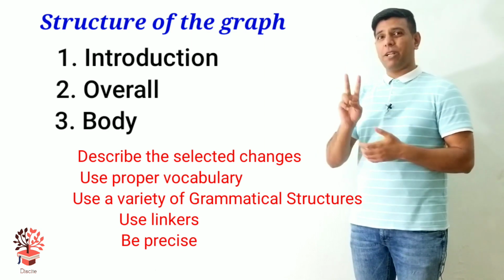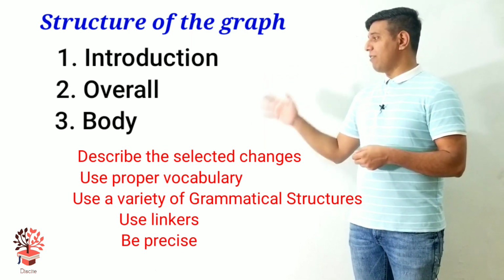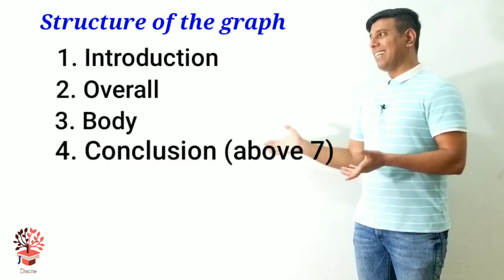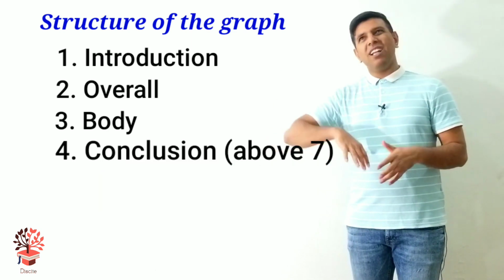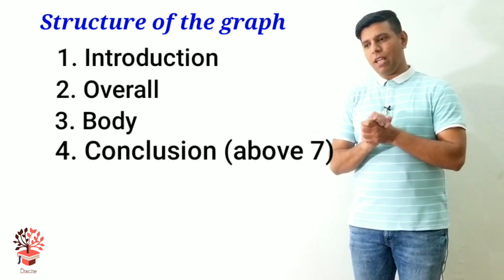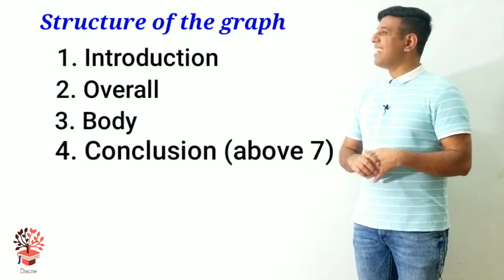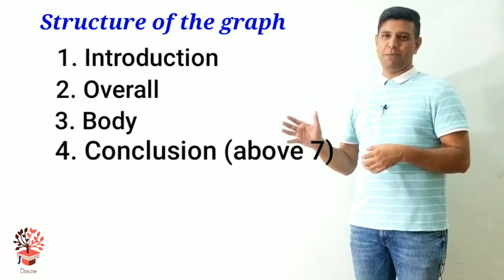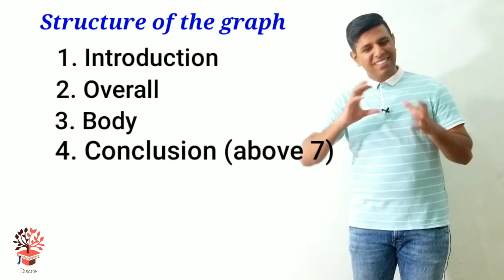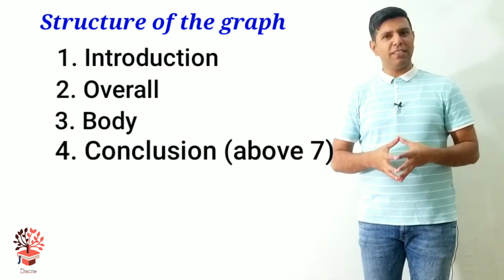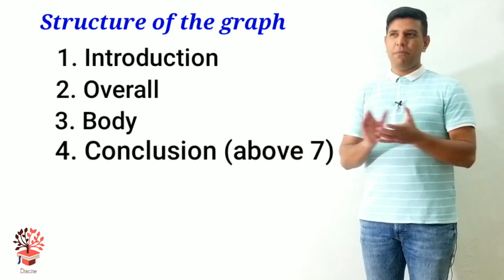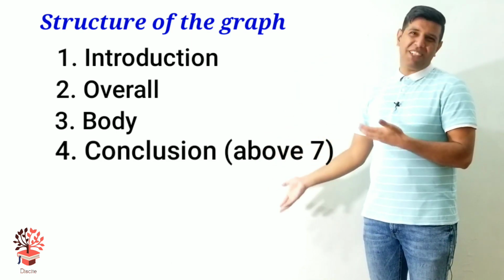If you want to write two paragraphs in the body, like one for the line graph and one for the table, that's perfect as well. There's no problem with that. At the end, if you want to score, let's say, more than 7.5, then there must be a conclusion. And the conclusion is very similar to your overall. But this time, use a different set of words. If you don't write a conclusion at the end, that would be okay too, because logically, there's no conclusion here.